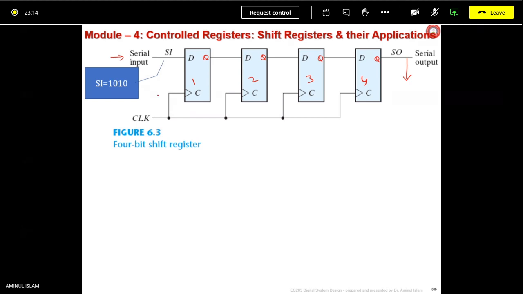See, suppose the serial nibble bit 4-bit is called nibble. So let me call.